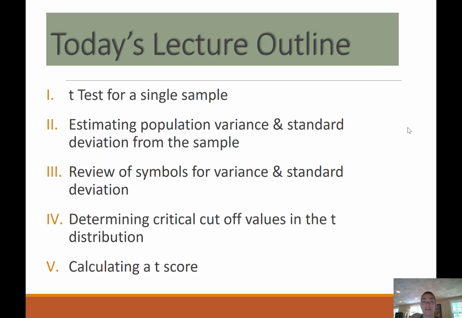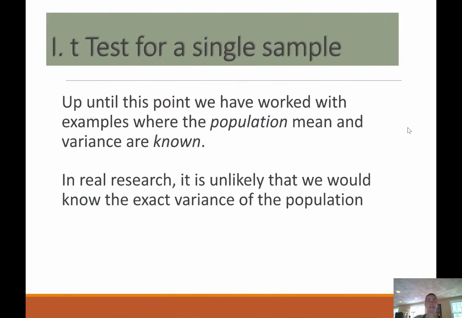So we'll be covering specifically a t-test for a single sample in this lecture, and there are other forms of t-test that we'll cover in future material. And for that t-test, we do need to estimate population variance and standard deviation from the sample. And I'll talk about why we need to do that in a minute. We'll also review symbols, because I'm introducing a whole bunch of new symbols. And you know we already have a bucket full, so I'll just make sure that we do a good review of those symbols. And then we'll finish up the t-test by determining critical cutoff values and calculating a t-score. So let's get into it.